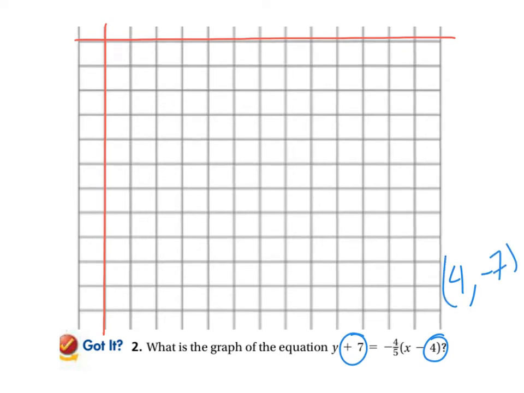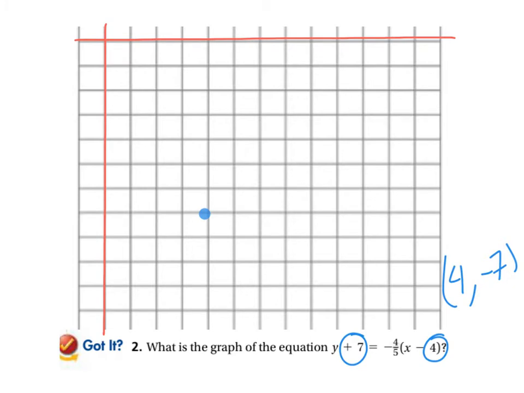So I've got down, let's see here, so 4. So here we go. 1, 2, 3, 4, and then 1, 2, 3, 4, 5, 6, 7, right there. So let's count that again and make sure we count that right. 1, 2, 3, 4, 1, 2, 3, 4, 5, 6, 7. There we go. That's pretty close to being right on when I did that.